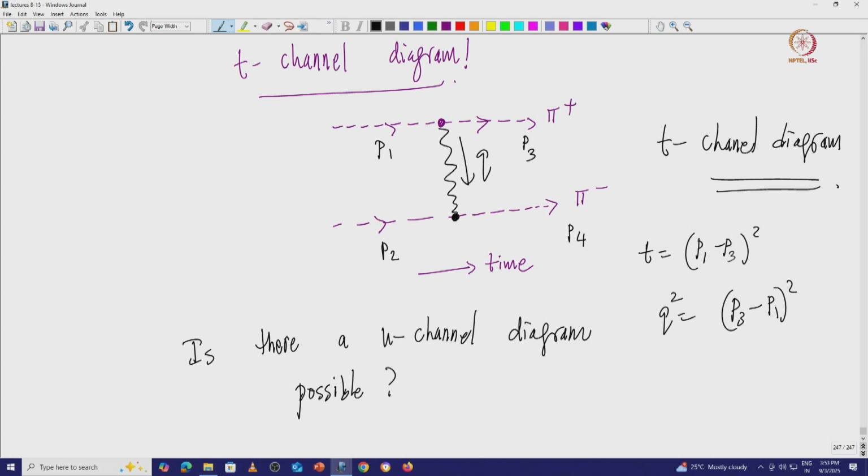Now, I will leave you with it, because the U channel would require that pi plus comes down to here and pi minus goes to here. Now, that would violate something essentially. So, think about it, and we will continue from here in the next lecture.